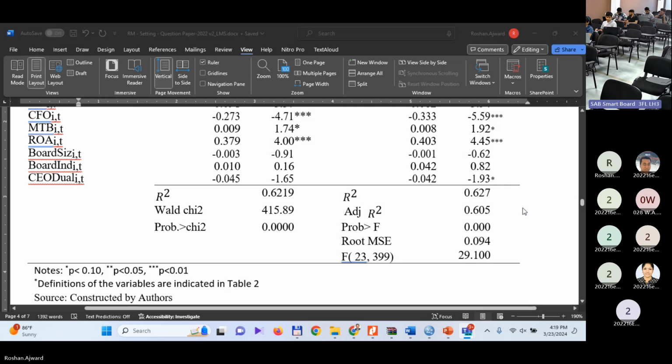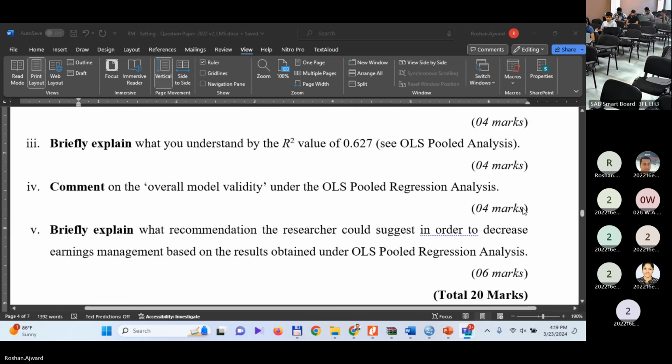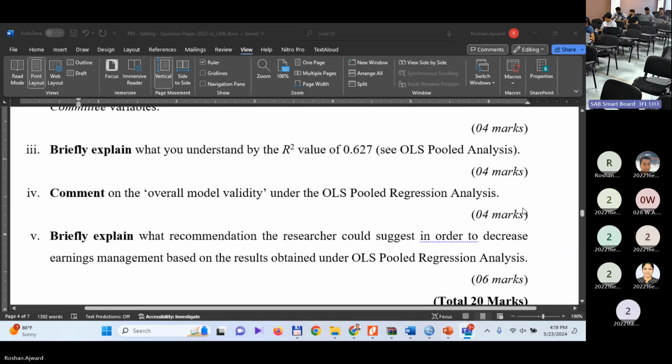Then comes the last question. Now this one you have to use your brain power to answer as well. Briefly explain what recommendations the researcher could suggest in order to decrease earnings management based on the results obtained in the OLS regression analysis. If you want to reduce earnings management, what kind of recommendations could you give? I told you always you have to give recommendations based on the significant predictors.